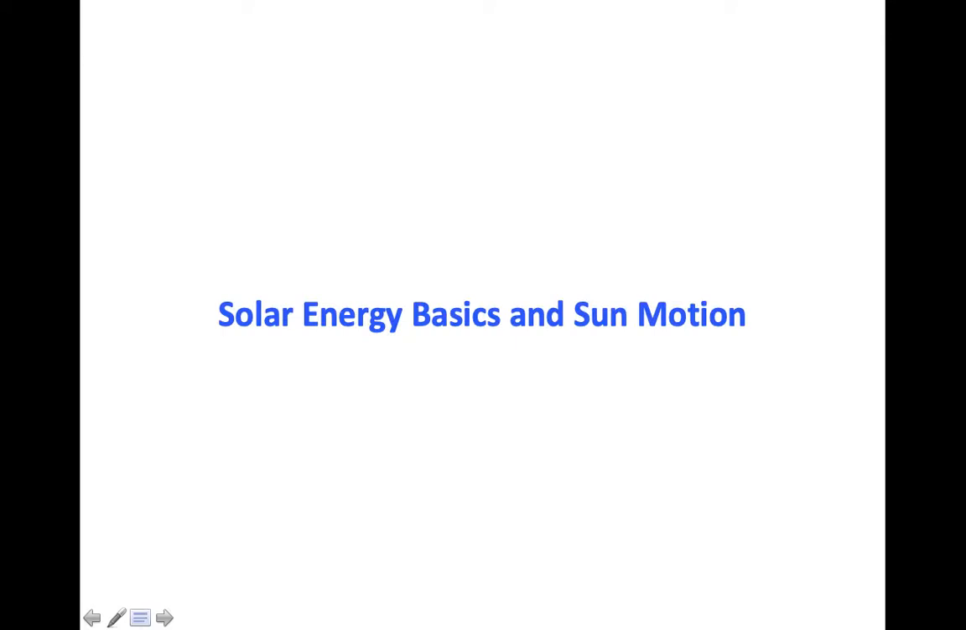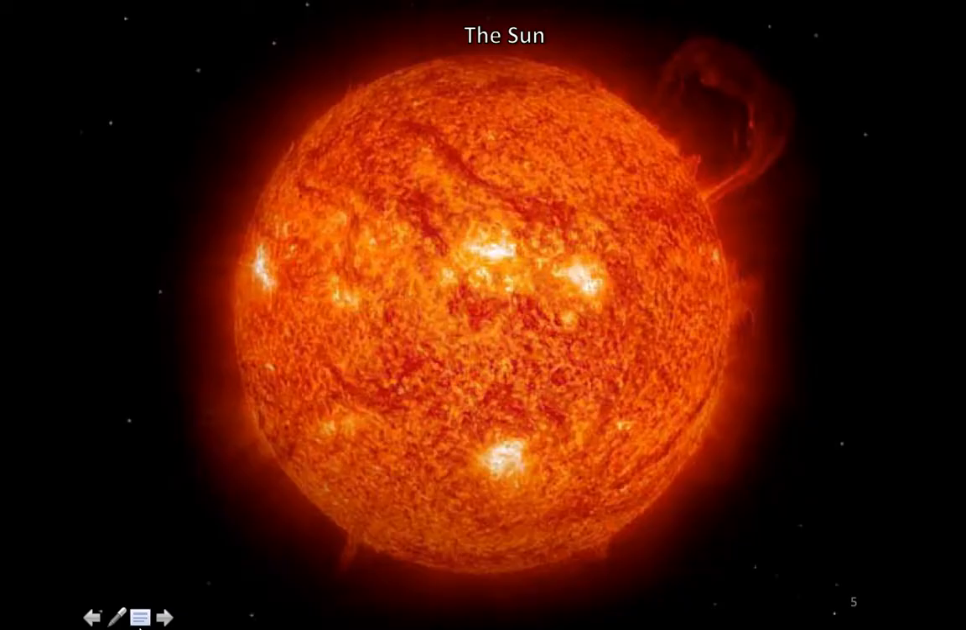Solar energy basics and sun motion. The sun is a sphere of intensely hot gaseous matter. Sun is in fact a continuous fusion reactor with its constituent gases as the containing vessel. Several fusion reactions have been suggested to supply the energy radiated by the sun. The one considered the most important is a process in which hydrogen combines to form helium.